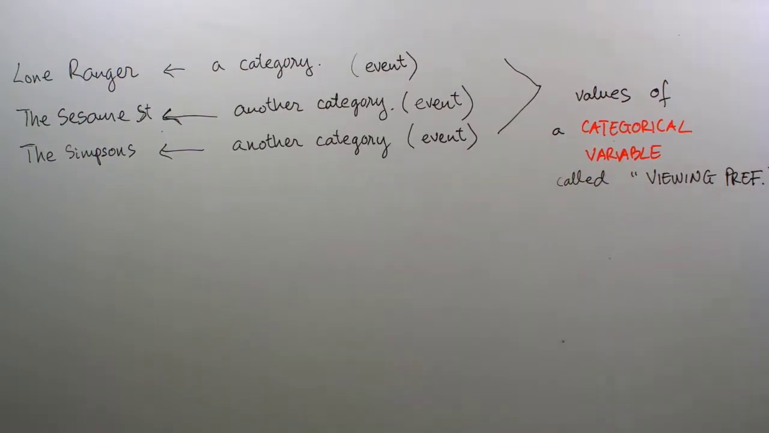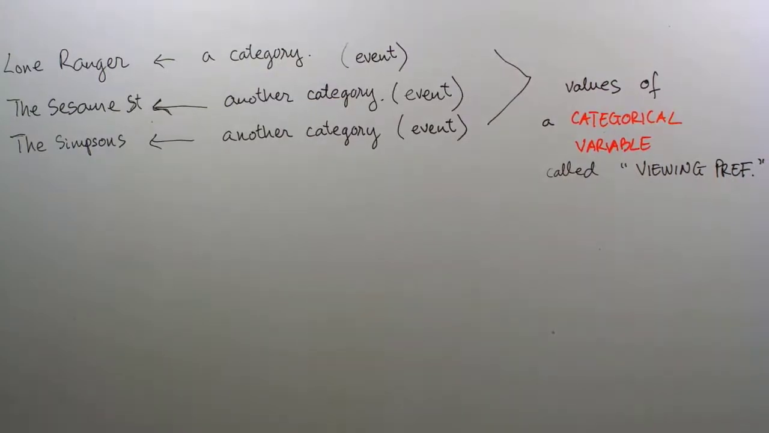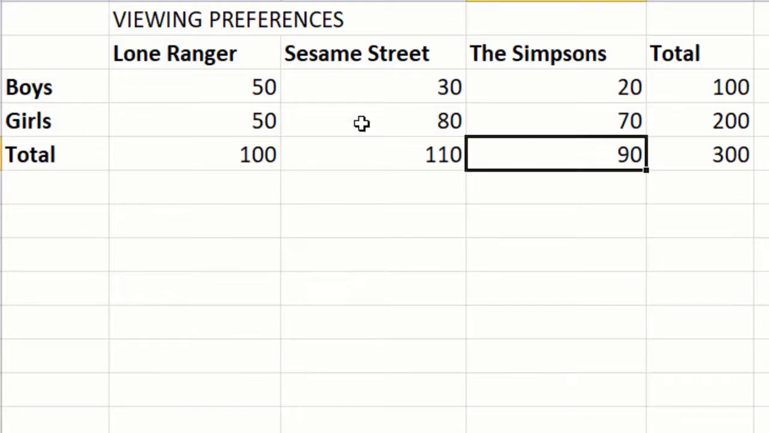Okay, viewing preference. That is also how it is named on my table here. So among the children in our sample, there are 3 different viewing preferences. Some children prefer to watch Lone Ranger as a TV show, some other children prefer to watch Sesame Street, and some other children prefer to watch The Simpsons.